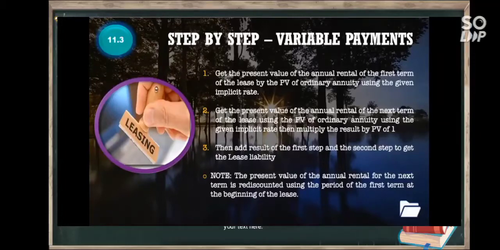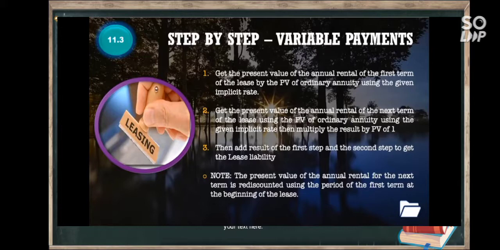So, here we go with variable payments. These are the steps in getting the variable payments. Number 1, get the present value of the annual rental of the first term of the lease by the present value of ordinary annuity using the given implicit rate.